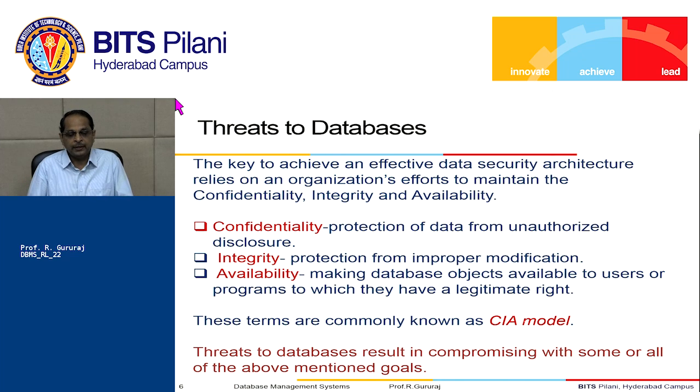What do we mean by confidentiality? It deals with protection of data from unauthorized disclosure. Integrity means protection of data from improper modifications by malicious users. Availability means making database objects like relations, schemas, and tuples available to users or programs to which they have a legitimate right. These are the major goals. These terms are commonly known as the CIA model for security. Threats to databases result in compromising some or all of the above mentioned goals.